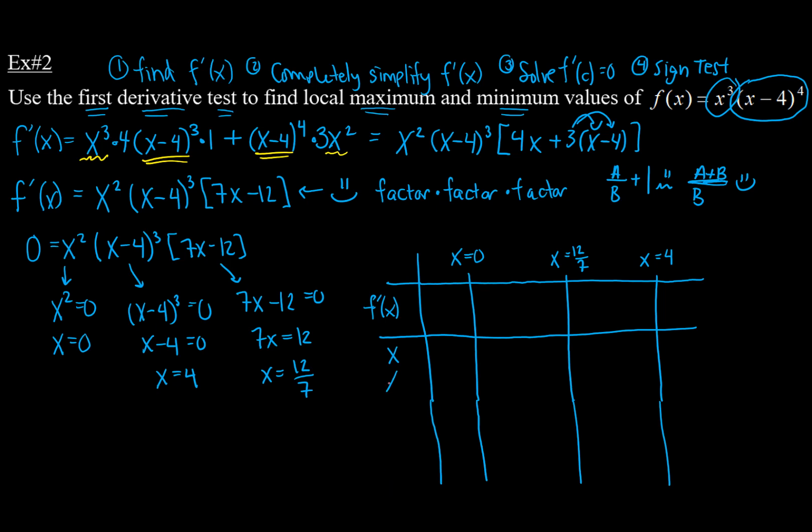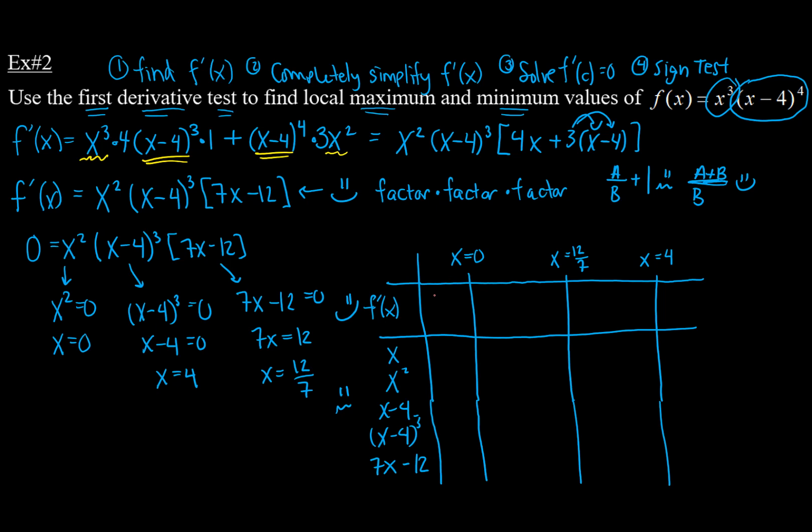So look at your x and then x squared. And then look at your x minus 4 and your x minus 4 to the power of 3. And then your 7x minus 12. Okay, this part, though, gets a little hinky. Honestly, I'm just okay if you look at the actual whole derivative.